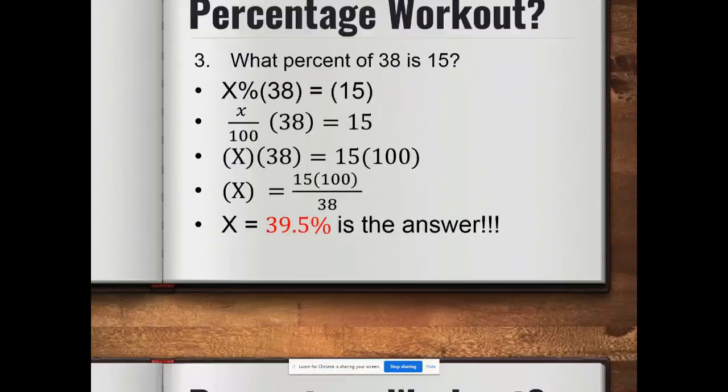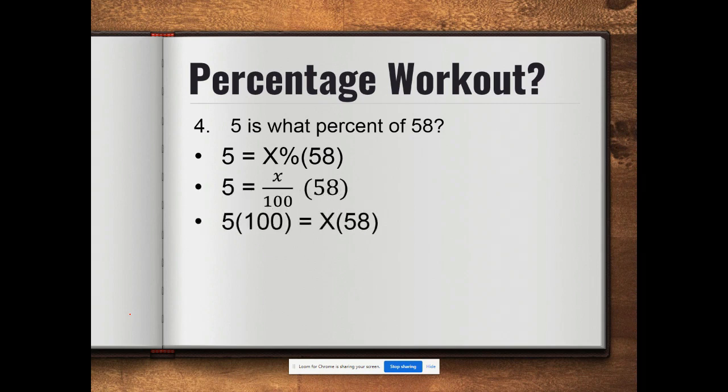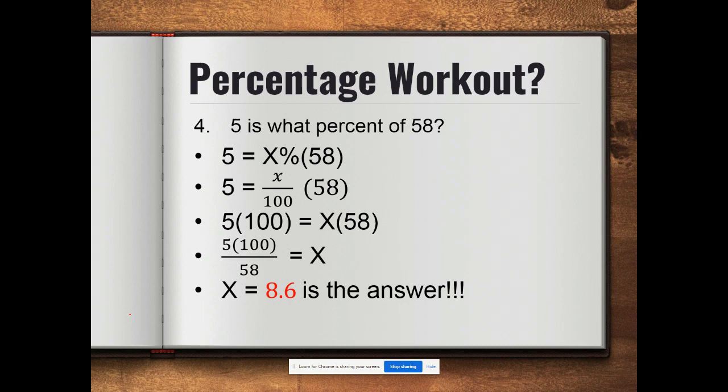Next, question number 4. 5 is what percent of 58? So 5 is equal to x percent times 58. Change it to a fraction, and then multiply your 100 to the left, and divide both sides by 58, and you will have this one. Now simplify. It will give you 8.6, and 8.6 there is a percent, because the question is what percent.